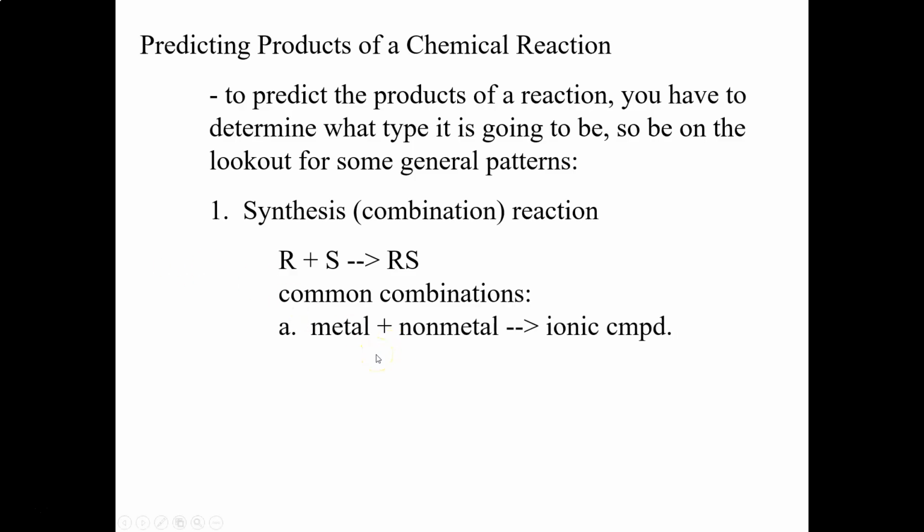So one of the first things we can look at is if these two reactants here are a metal and a non-metal, just a plain old metal and a plain old non-metal. There's a really, really good chance it's a synthesis reaction and it's going to produce an ionic compound. Now, how do we know what ionic compound is going to come from these two? Well, if we determine what charges these two would normally be, we could crisscross and come up with our formula for the ionic compound.